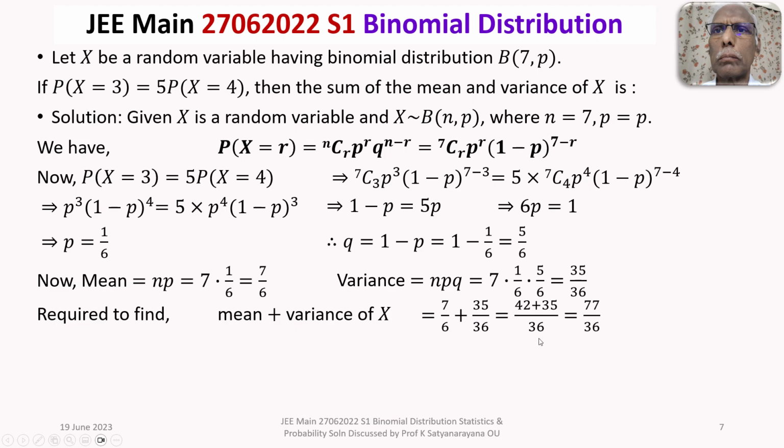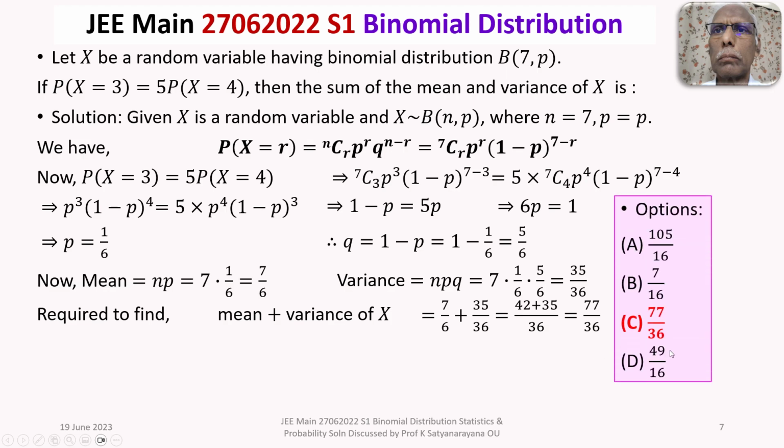Now take the LCM 36, then you will get in the numerator 42 plus 35, and that is equal to 77 by 36. Thus the answer for this question, the mean plus variance of X, is 77 by 36. Let us look at our options. Our answer 77 by 36 appears against option C. Therefore, the answer to this question is option C.